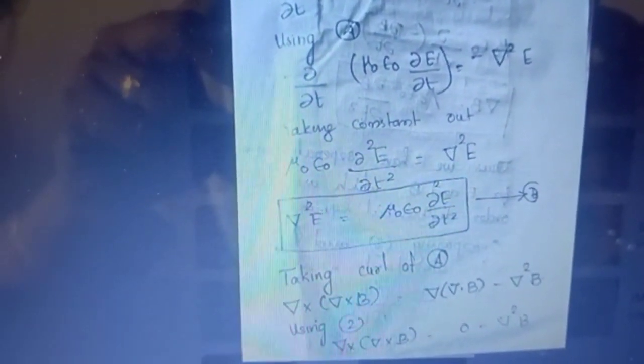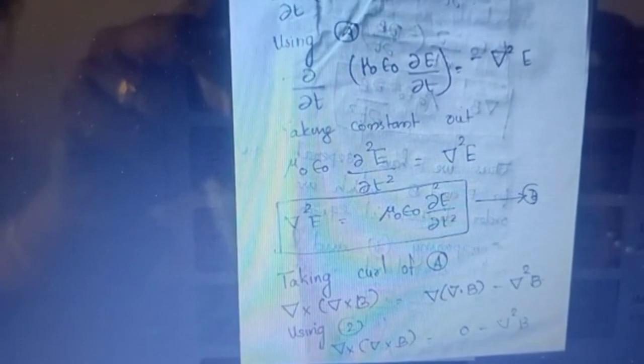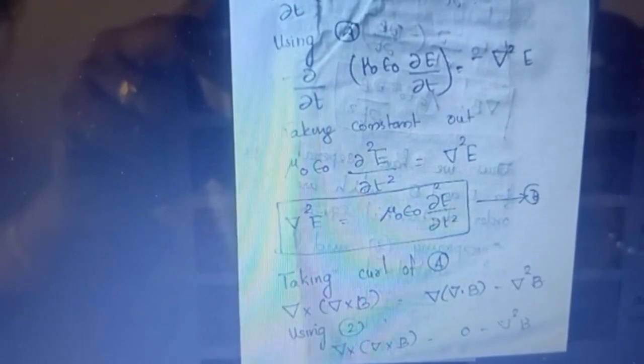Finally, we obtain the relation del square E is equal to mu 0 epsilon 0 dou square E by dou t square. Or rearranging, we can write this as dou square E by dou t square is equal to 1 by mu 0 epsilon 0 into del square E. That is, with 1 by v square, dou square E by dou t square is equal to dou square E by dou z square. That is the classical equation for wave motion.